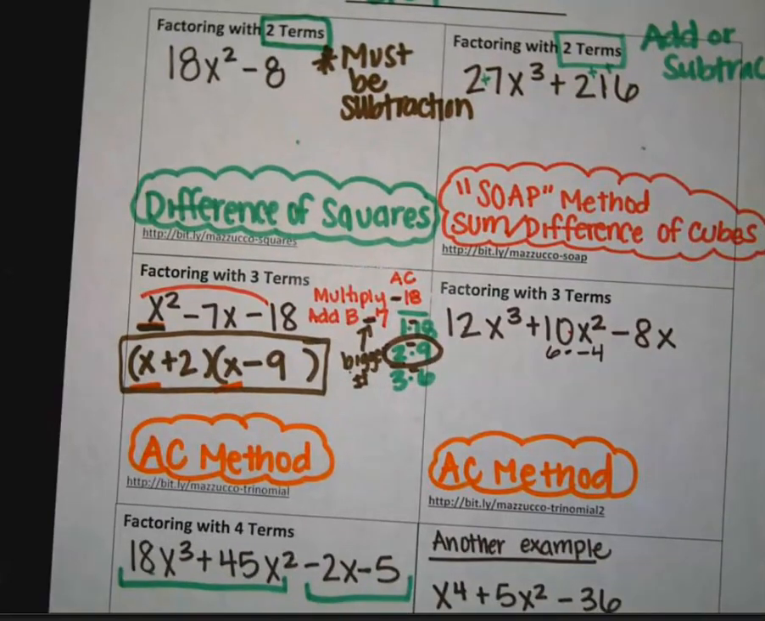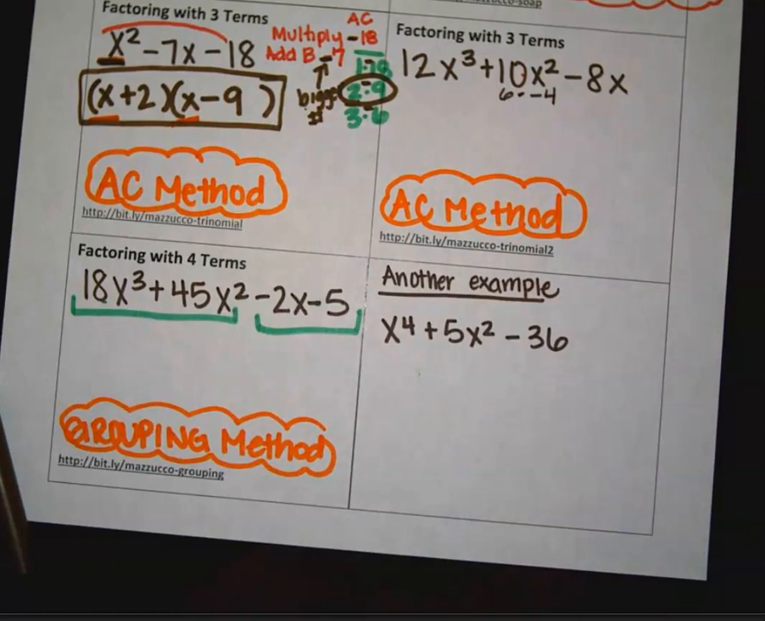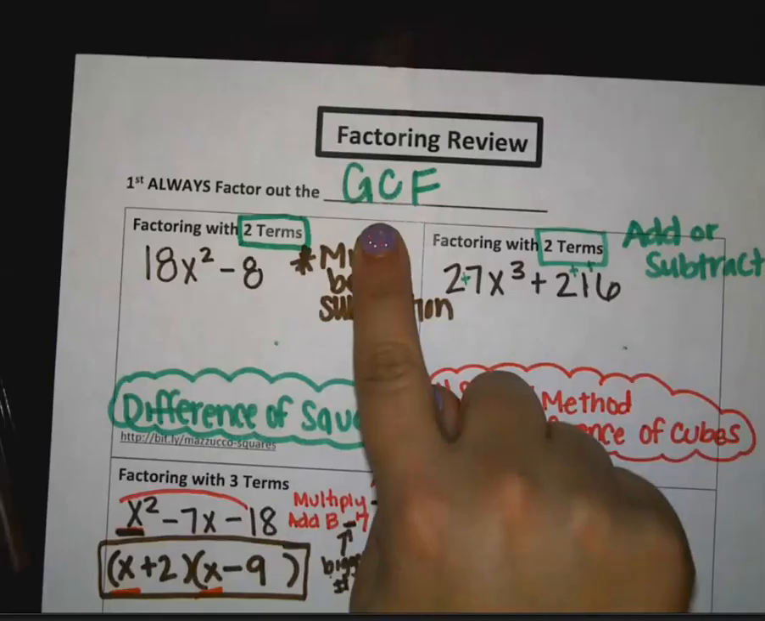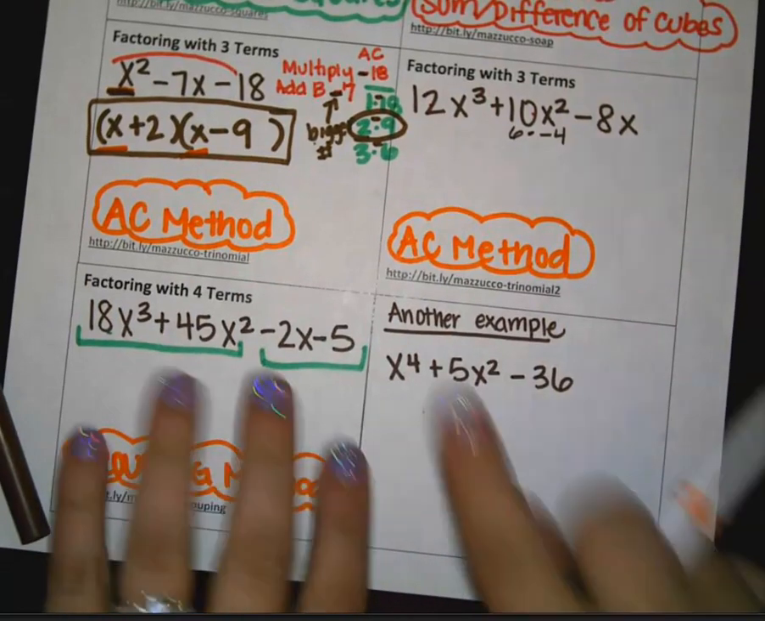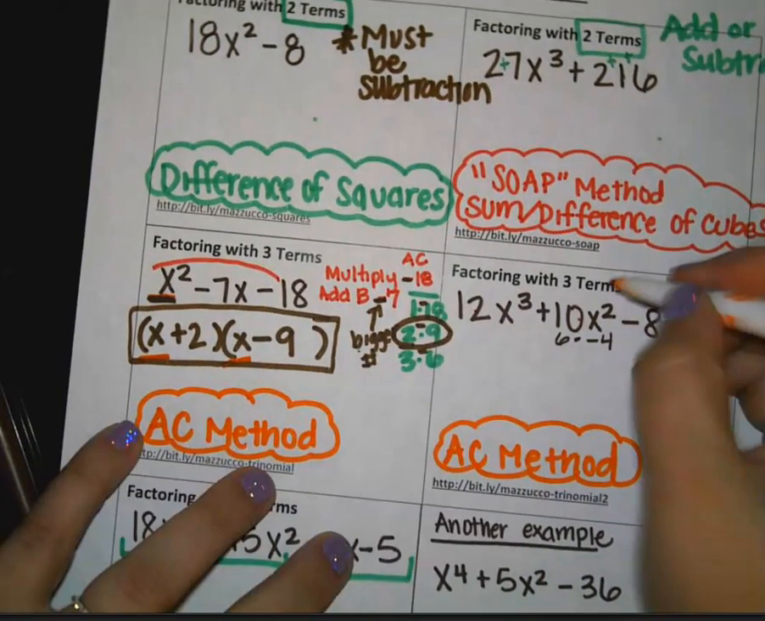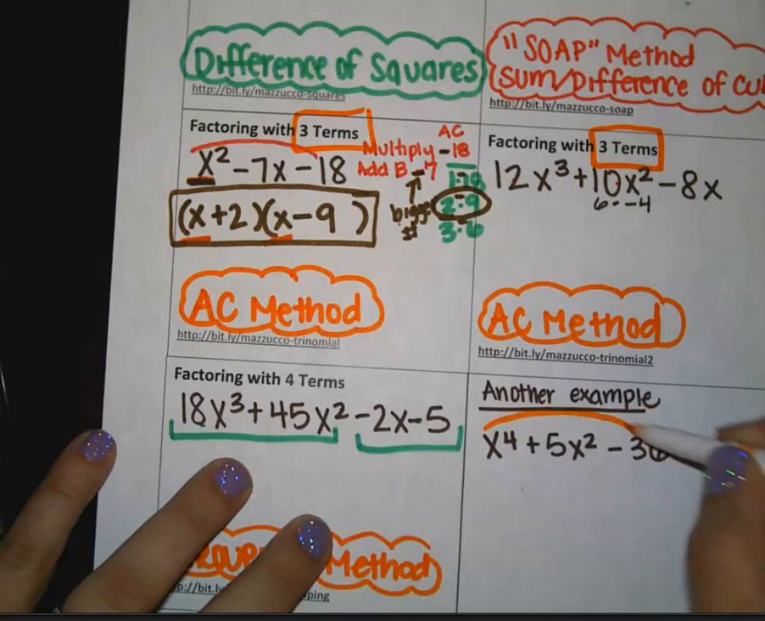I'm going to add one more example here in the last box. So let's go ahead and do x to the 4th plus 5x squared minus 36. And again, the first step, no matter what, is to see if there's a GCF. So there's nothing that goes into all of these. So then there's 1, 2, 3. So when there are 3 terms here, we're going to use the rainbow, the AC method. So I'm going to go like this.